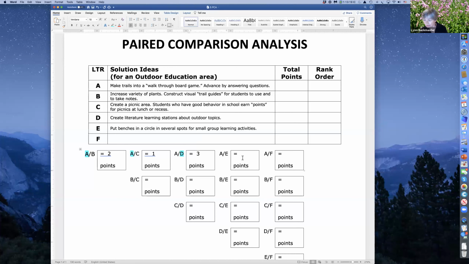And A and E, there's a tie. Just pick one. Okay, we'll say E is much better. Now we don't need this last column because we don't have 6 ideas. So now we go to B to C. B to C, C is much better. Okay, B to D. D is much better. B to E. E is somewhat better.